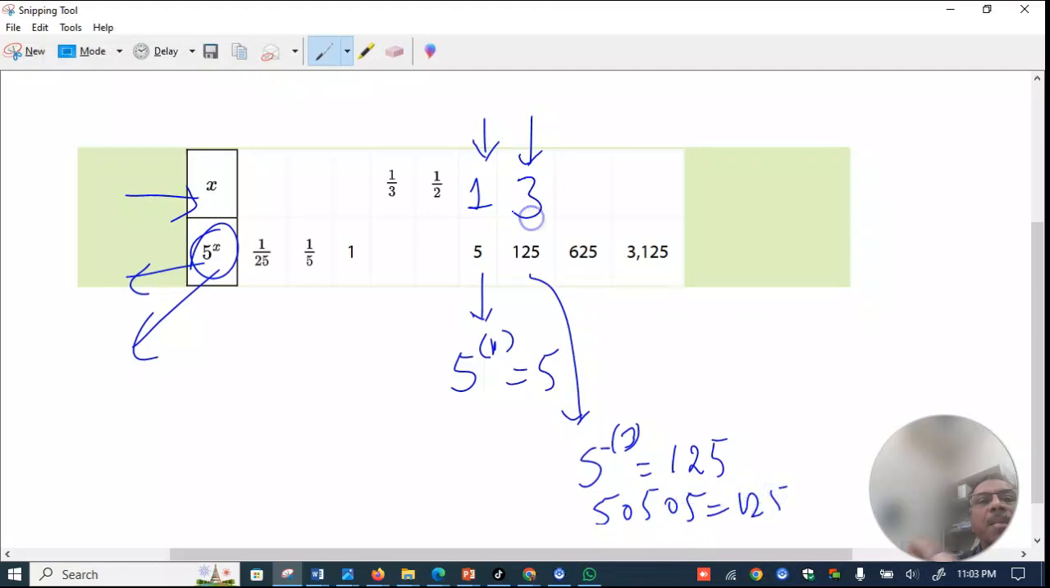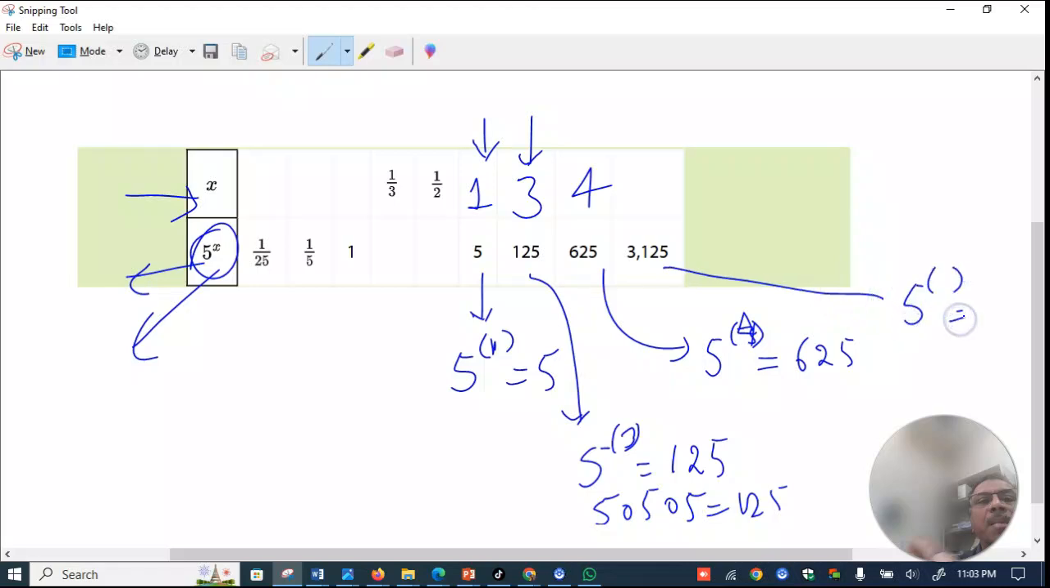So this is 3. Then what about here? How many 5s do we multiply to get to 625? And it has to be 4. So this becomes 4. And here, how many 5s do we multiply to give 3125? And that will be 5. We can always check this out, and it's true.